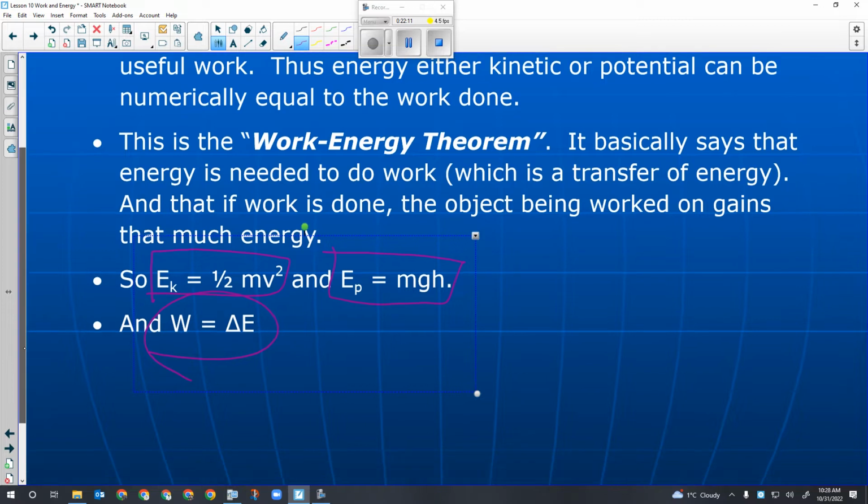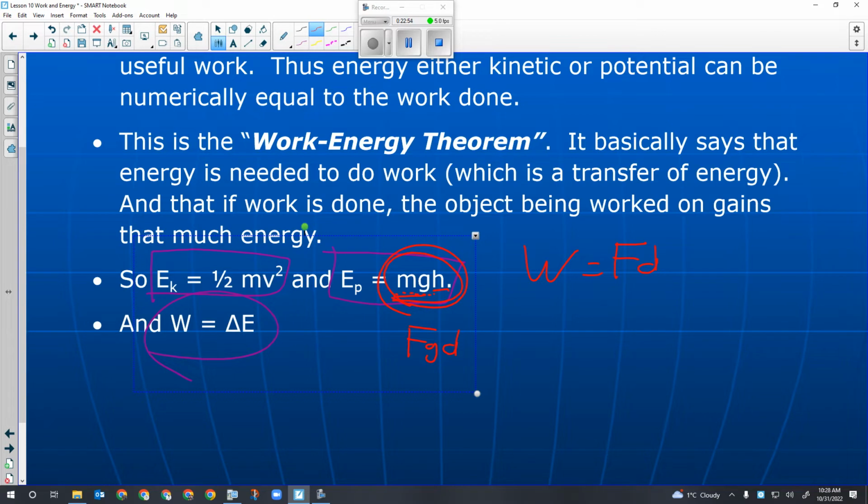Now, we just said that work is force times distance. If I do work that changes the potential energy of an object, I use this formula, yes? What does m times g calculate? Weight, which is the force of gravity. And is height a vertical distance? So is this formula force times distance?